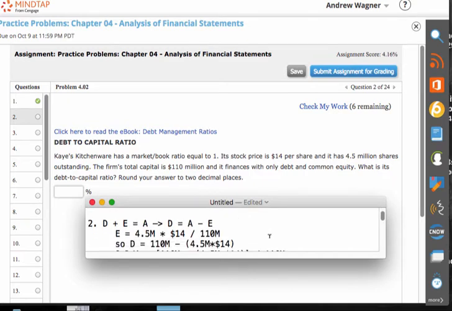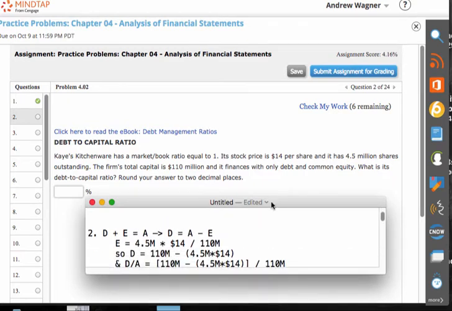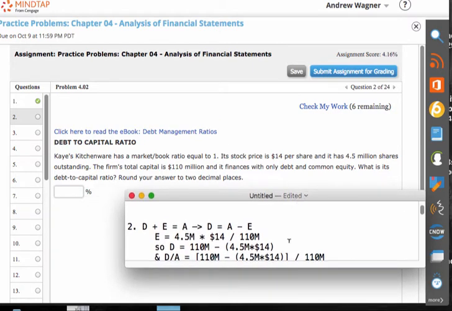So for this, it requires a couple more equations than the last one. First, we need to recognize that debt plus equity equals assets. So therefore, debt must be assets minus equity. The equity, book values, and market values are the same, so equity is 4.5 million shares times $14 per share. That's total equity value. Then we divide that by 110 million.